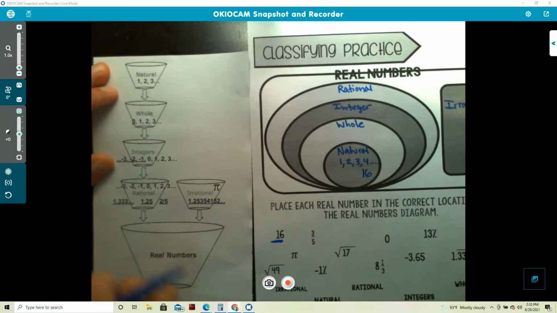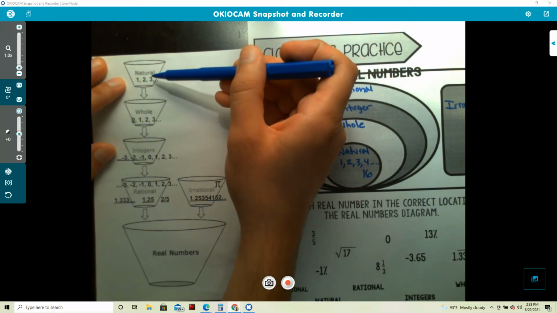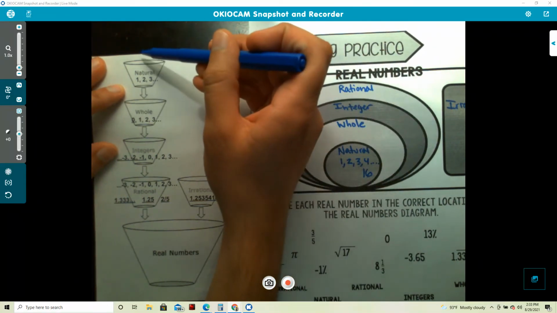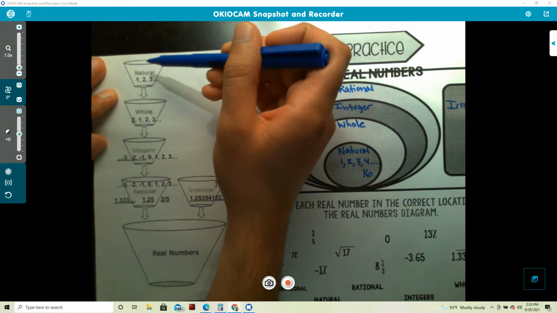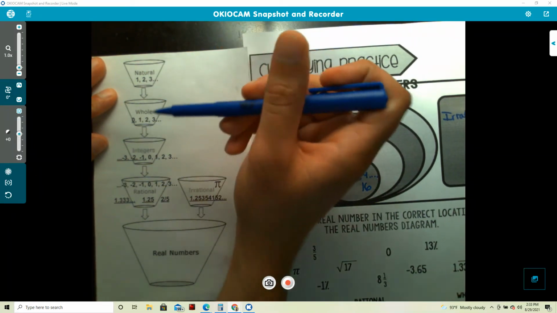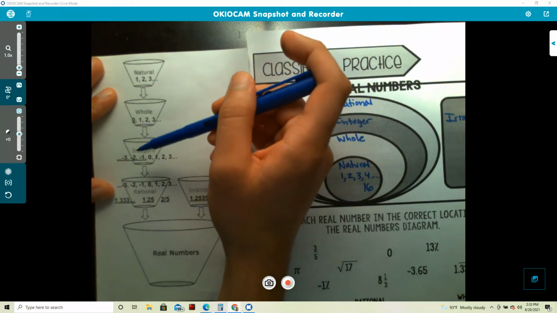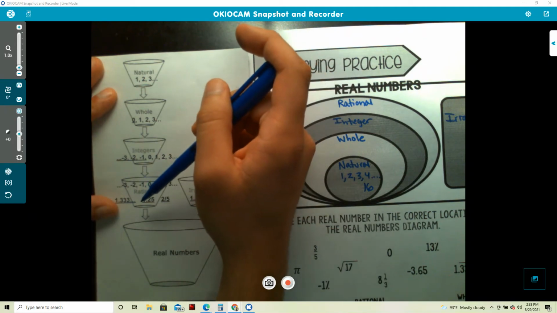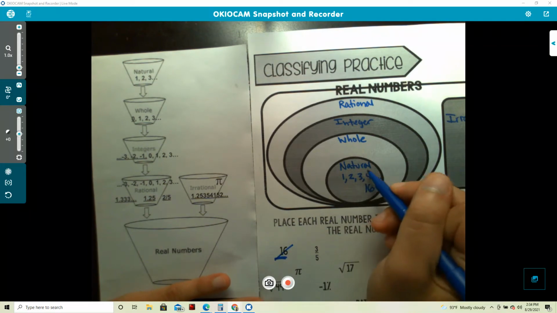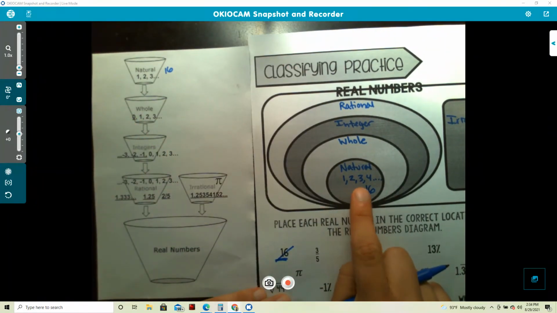And then coming over here, if we start from the top, if we were to throw the number 16, can we throw it into the natural? Yes, we can because it's a whole number and it's not zero and it's not negative. So we can throw 16 up here. If we throw it up here, it's going to fall through all of these hoops. So 16 is not only natural, but it's also whole, it's also an integer, and it's also rational. So 16 would go in this spot right here, in the natural section.